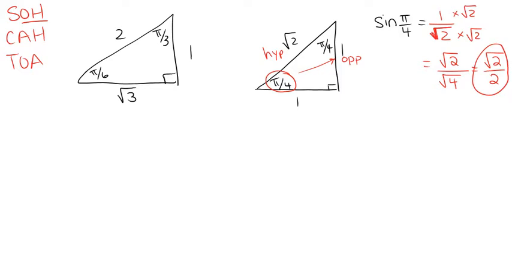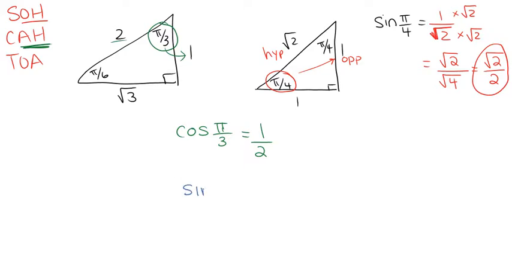Okay, let's find another one. Let's say we wanted to find out what is the cosine of pi over 3. So we find our angle, cos pi over 3, and then we look at the adjacent and hypotenuse. For cos, our adjacent side is the one right beside the angle, so the 1, and our hypotenuse is right across from the right angle, so 2. So the cos of pi over 3 is just 1 over 2.